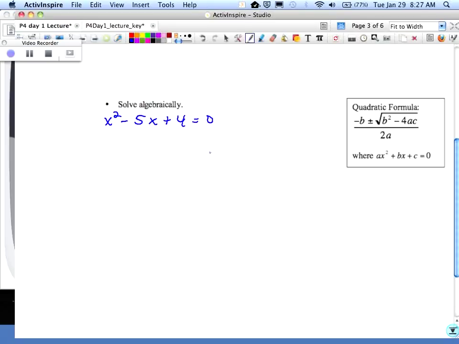Does it factor nicely? How many of you are going to use the factoring like negative 0.702? No, we're not going to do that stuff. It's not a nice one at all. So we have to use the quadratic formula.